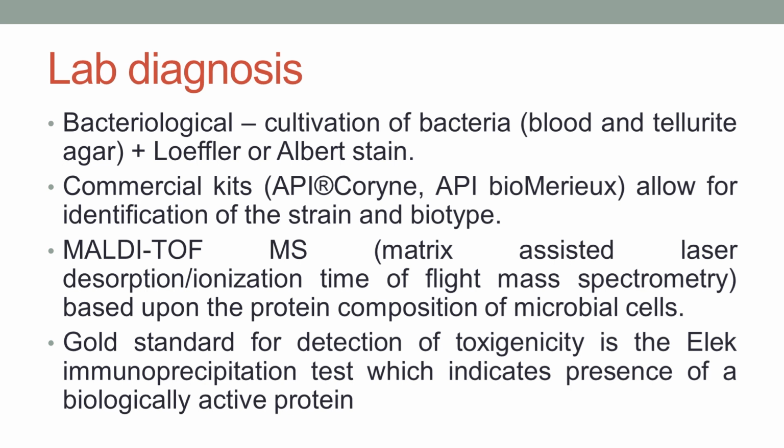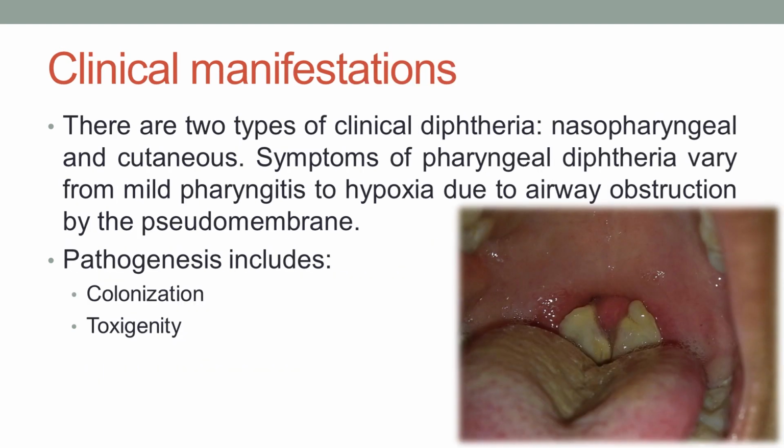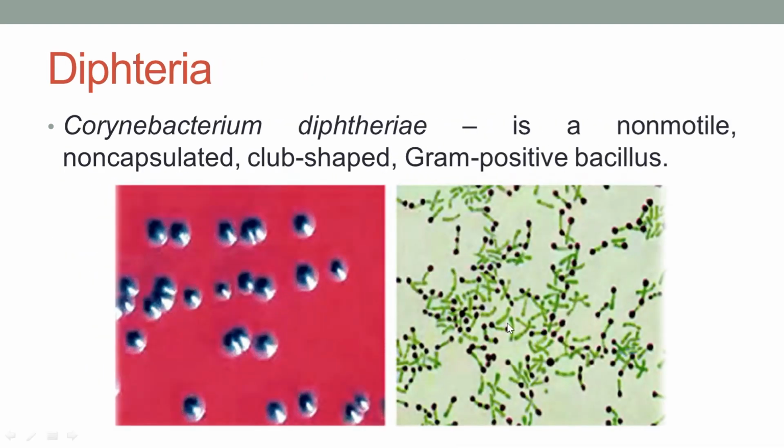Plus, we will apply Loeffler or Albert staining, which will show us the shape of bacteria and the volutin granules, which you could observe here in the picture. So these black dots on the edges of Corynebacterium, don't confuse them with spores in other bacteria. These are volutin granules. They have nothing in common with spores. It is just a specific feature of Corynebacterium.